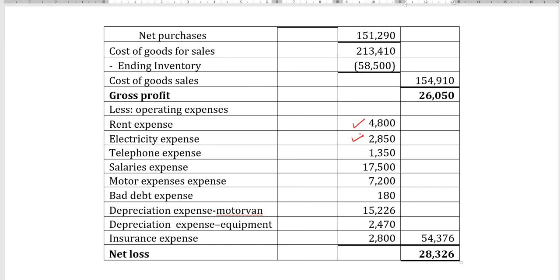electricity ni dia bagi okay, 1 minute ya.